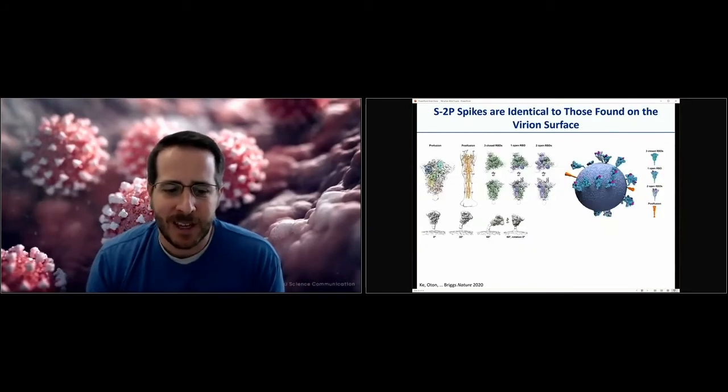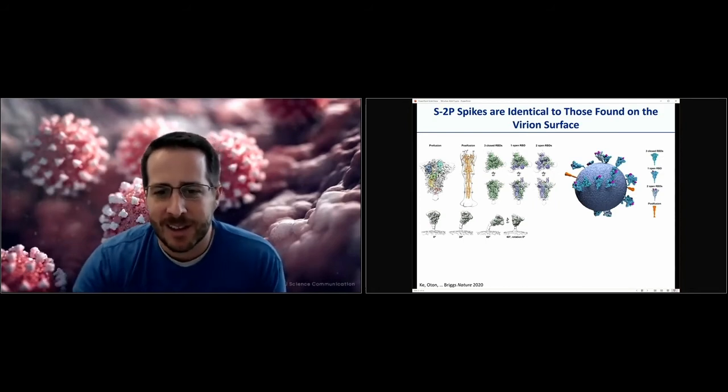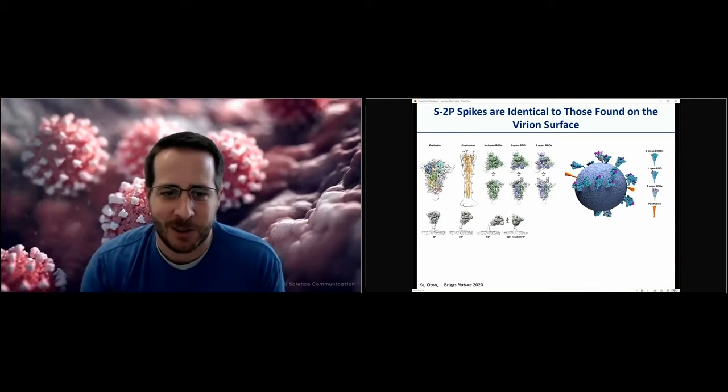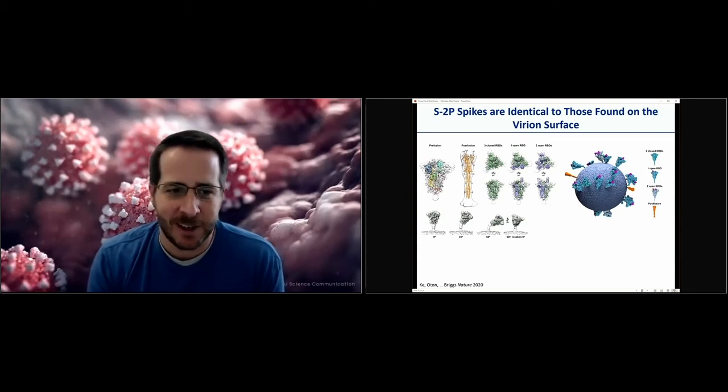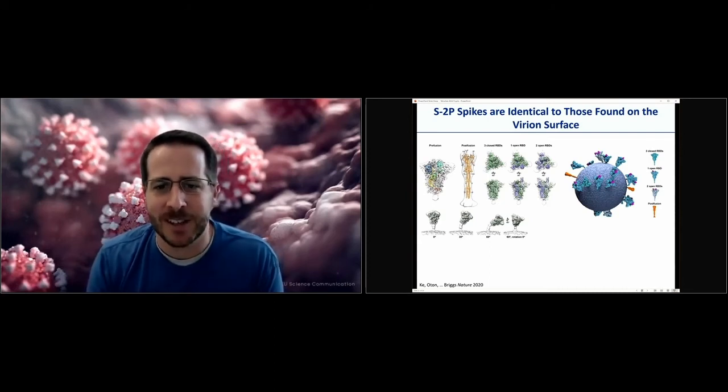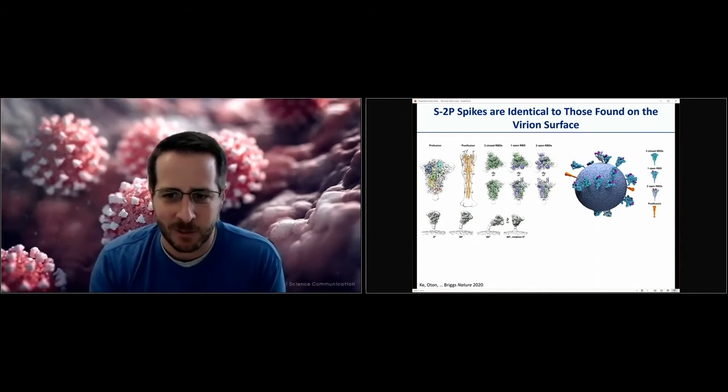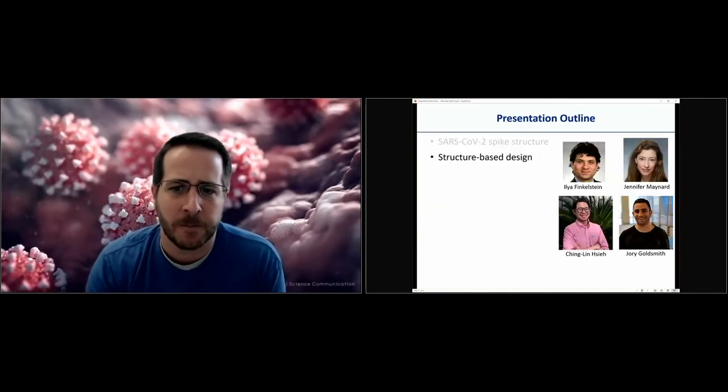Some really beautiful data from the Briggs Group using cryo-electron tomography on whole viruses showed that the spikes on the surface of wild-type variants look very similar to the spikes containing the 2P mutations. So overall, the 2P versions of the spikes look very similar. They respond antigenically the same to sera. And so introducing the 2 prolines hasn't caused any large conformational changes, and the spikes look very similar to what occurs on the surface of the virus.